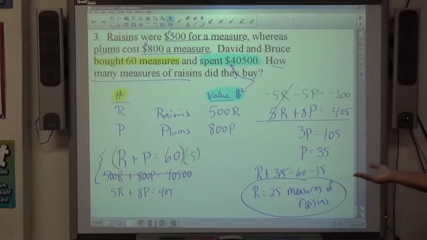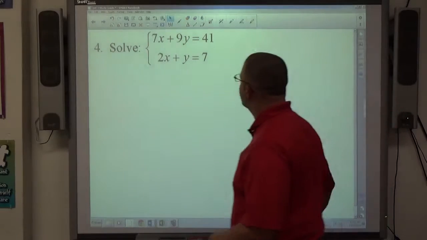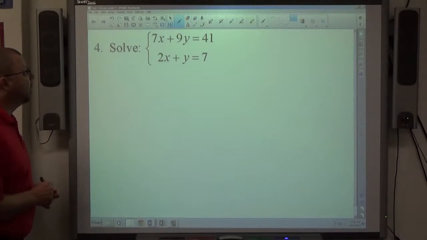If they had asked for both, 25 measures of raisins, of course 35 measures of plums, but they only wanted the measures of raisins, so that's what I'm going to answer. Probably I'll ask for the same thing on the test, but just be careful. Number 4. Okay, this is just a straightforward solve a system of equations using elimination and or substitution.